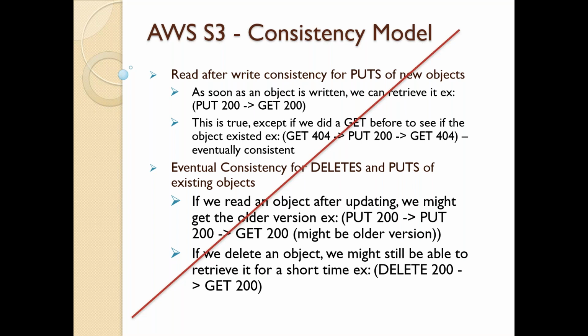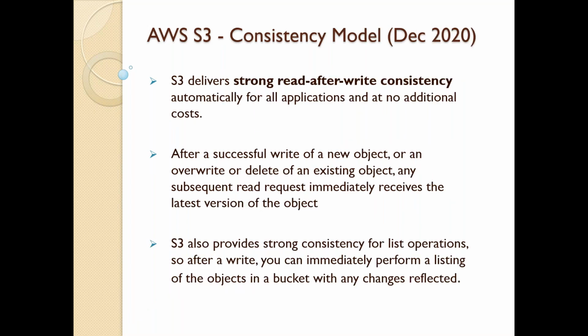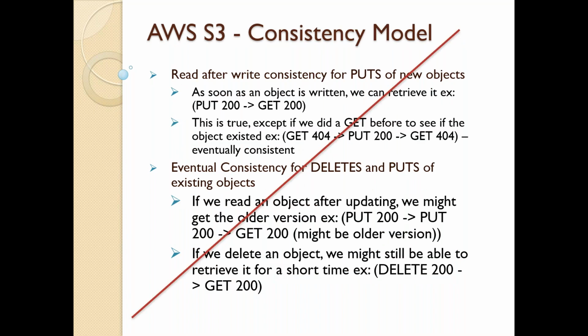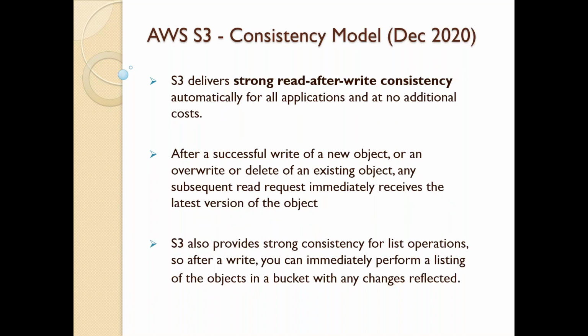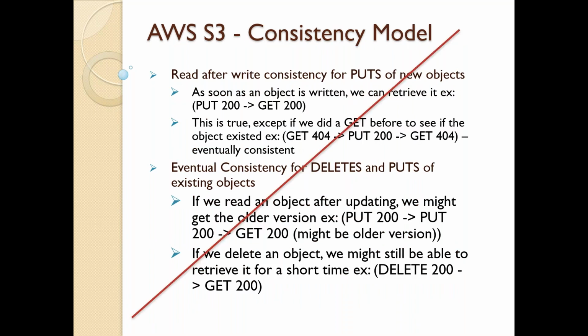Next thing we have is something called the consistency model. Okay, you need to know this. There is an old one also, prior to December 2020. But if you go to some mock exams or some very old dumps on the net, you might see the old consistency model as well. There are two types of consistency. One is eventual consistency, another is strong consistency.